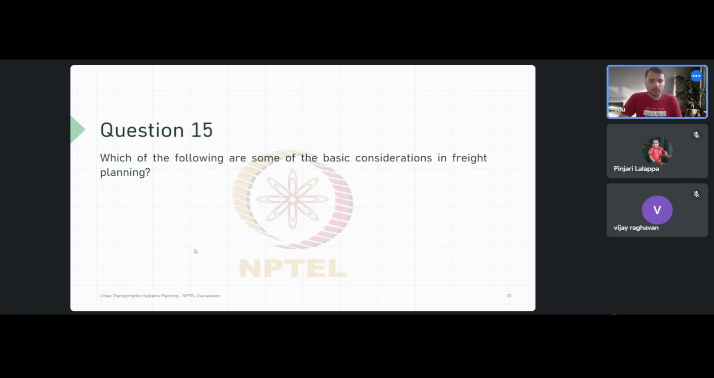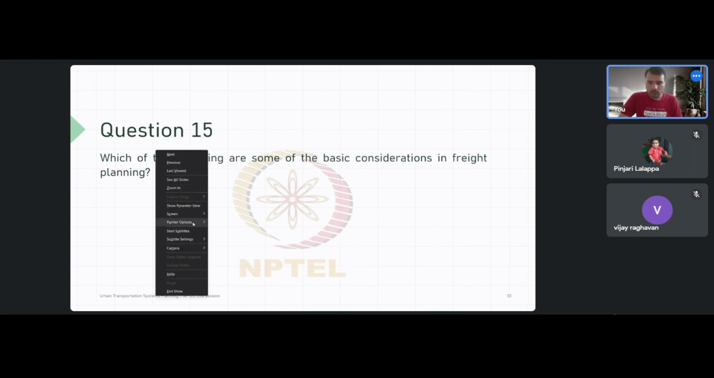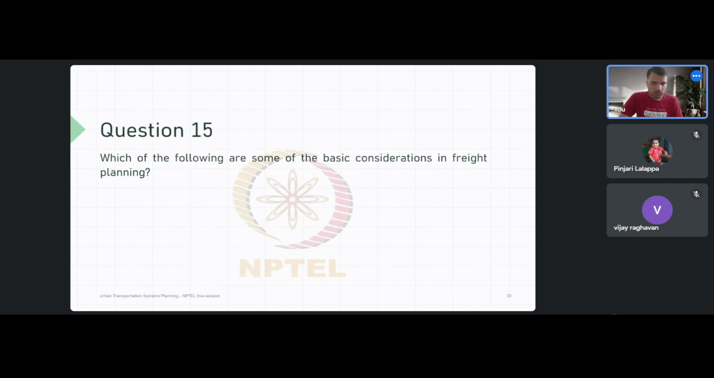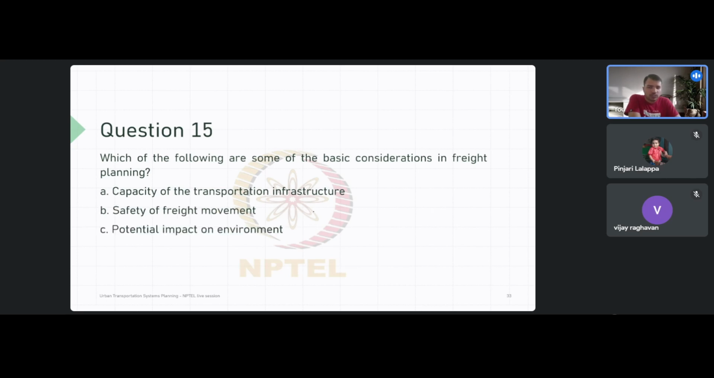Coming to question 15. Which of the following are some of the basic considerations in freight planning? Capacity of transportation infrastructure, safety of freight movement, potential impact on the environment, and land use patterns. I'll give maybe 1 minute. You can try and let me know the answer.